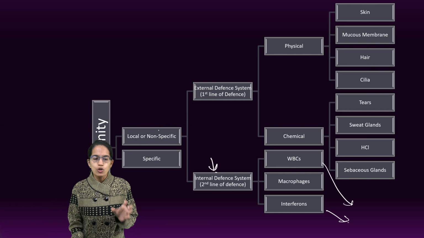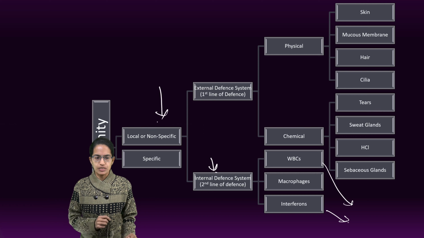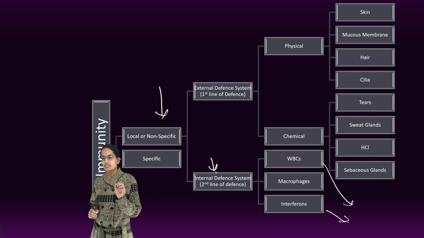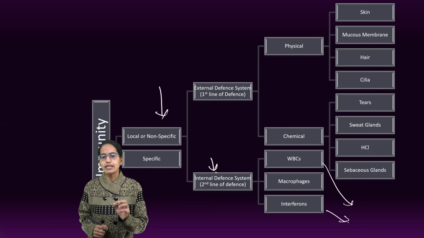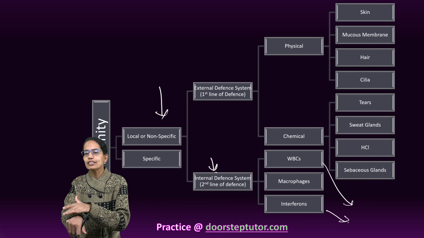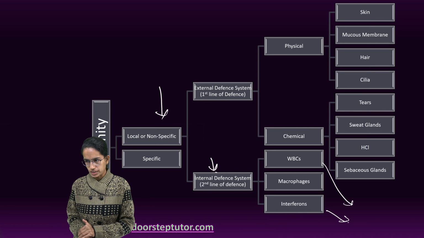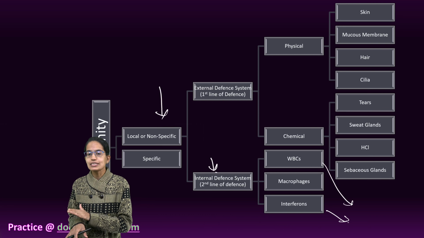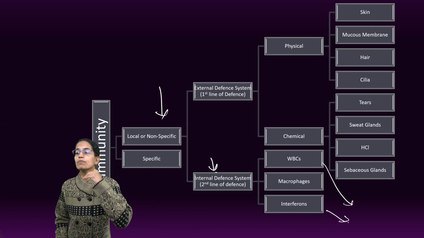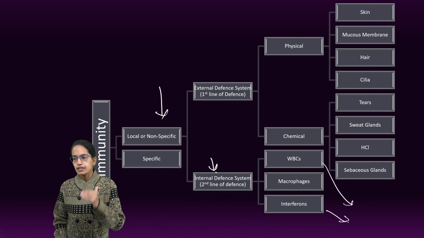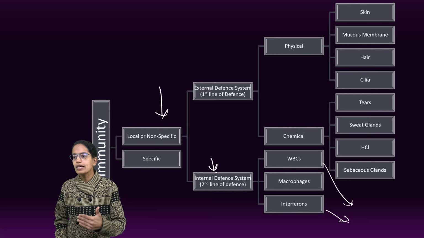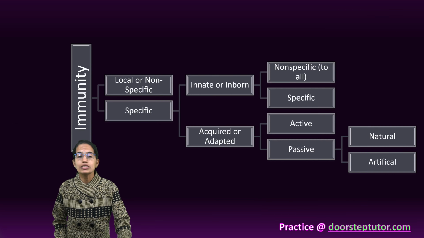So this local or non-specific defense system, which includes the first line of defense and the second line of defense, why is it important? It is important because as soon as a germ enters, it gets in contact with either the first or the second line of defense. This is non-specific in nature and it is not dependent on your previous exposure to the infection. It starts defending the body as soon as the infection or the germ is seen.